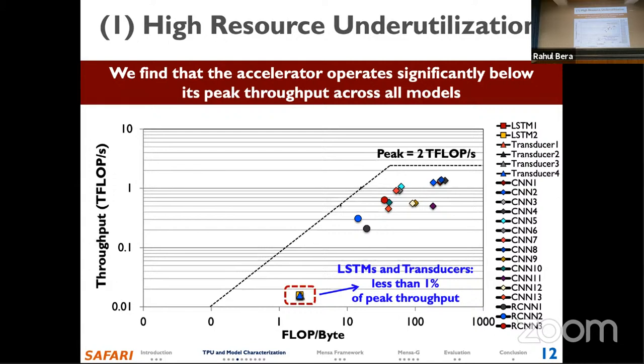First, we see that some models like LSTMs and transducers achieve really low peak throughput from the accelerator, less than 1% of the 2 teraflops per second provided by the accelerator. There are even other models that are known to be quite compute intensive, like convolutional neural networks or recurrent convolutional neural networks. Even they achieved pretty low peak throughput from this accelerator, only half of the available throughput.